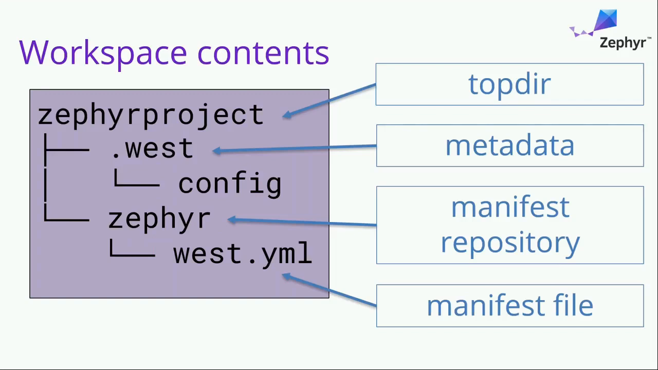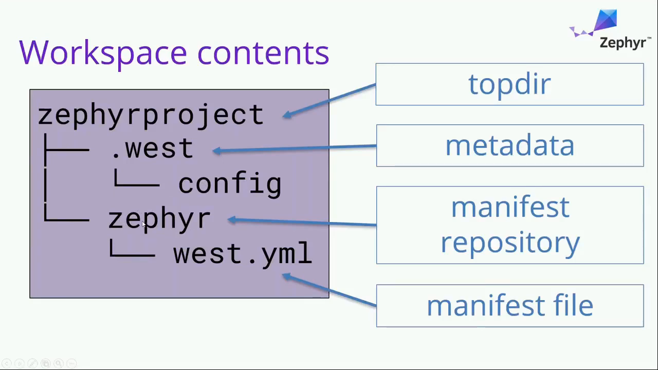Now let's look at some important files in a typical Zephyr workspace. You can see that workspaces have a top-level directory, or topdir, which in this case is called Zephyr project. The topdir contains this .west directory, which marks the location of the topdir and contains a configuration file. In addition to that, every workspace has a special Git repository, which is called the manifest repository, which in this example is the Zephyr repository. And the configuration file says where the manifest repository is.